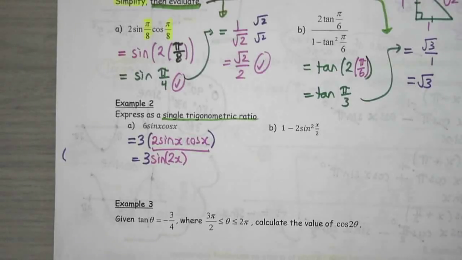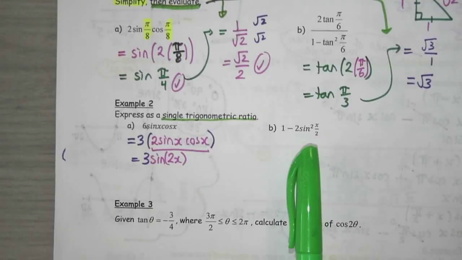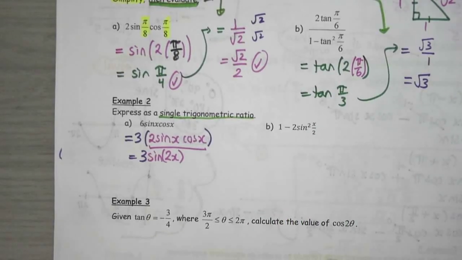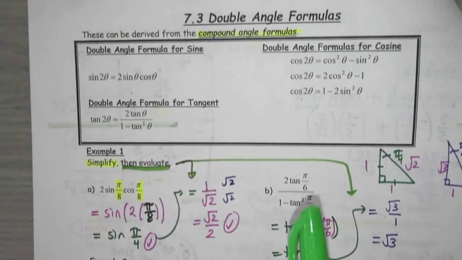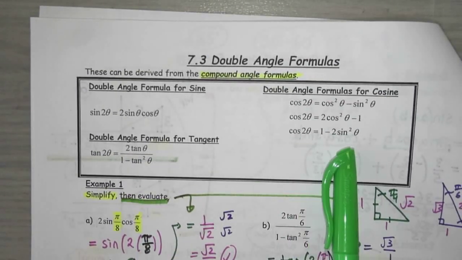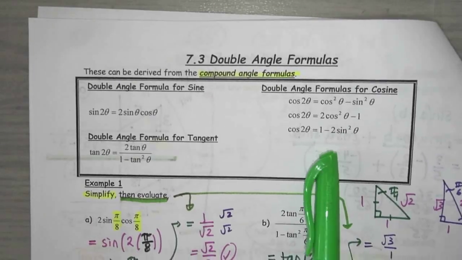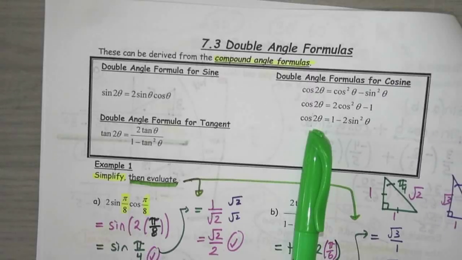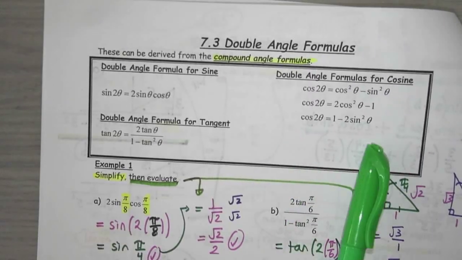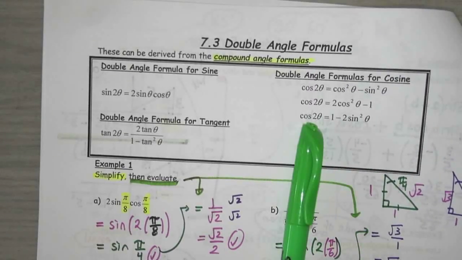Okay, so the next one, you go, okay, recognizing it: 1 minus 2 sine squared. That feels very familiar. Right, so it's the double angle cos. So that means whatever angle's here, we double it here. We're going backwards to this, so whatever angle's here, we're doubling it when we go backwards.